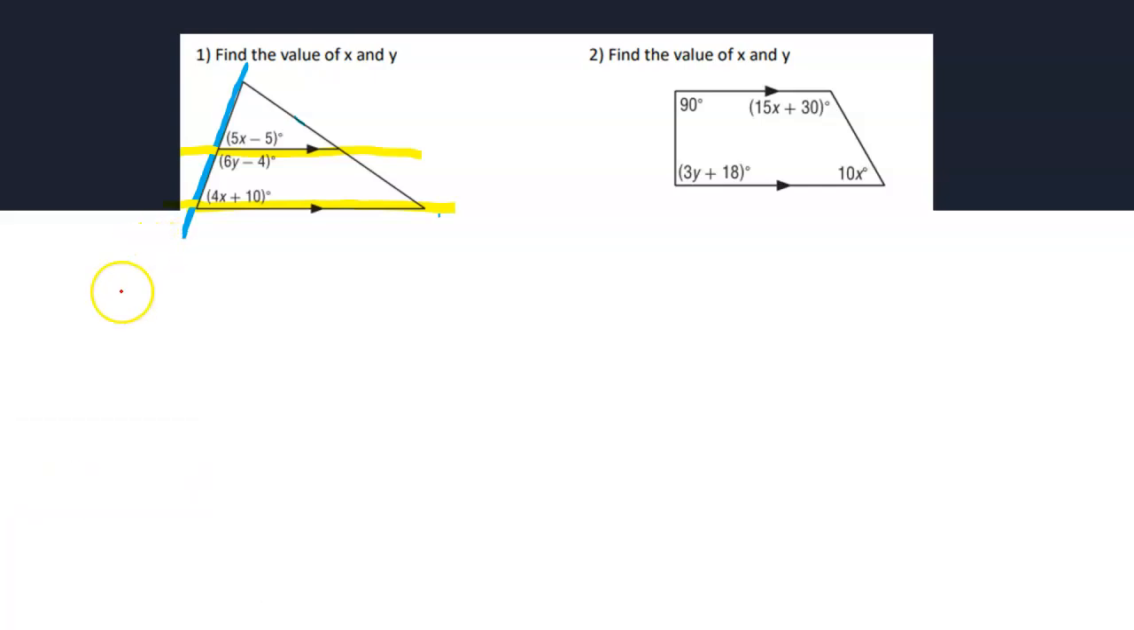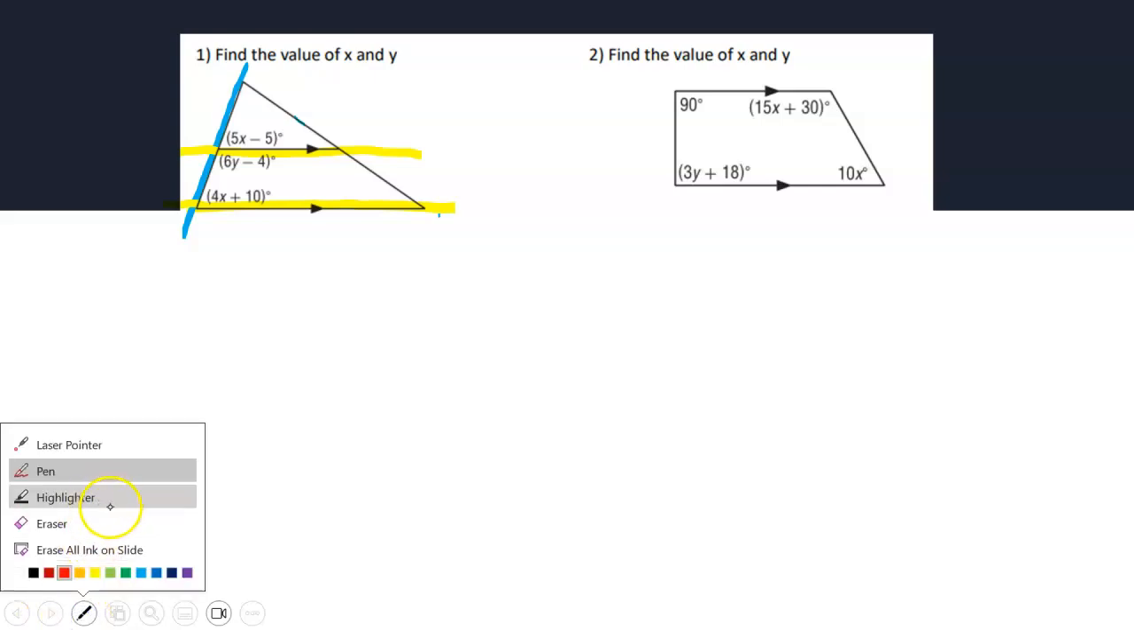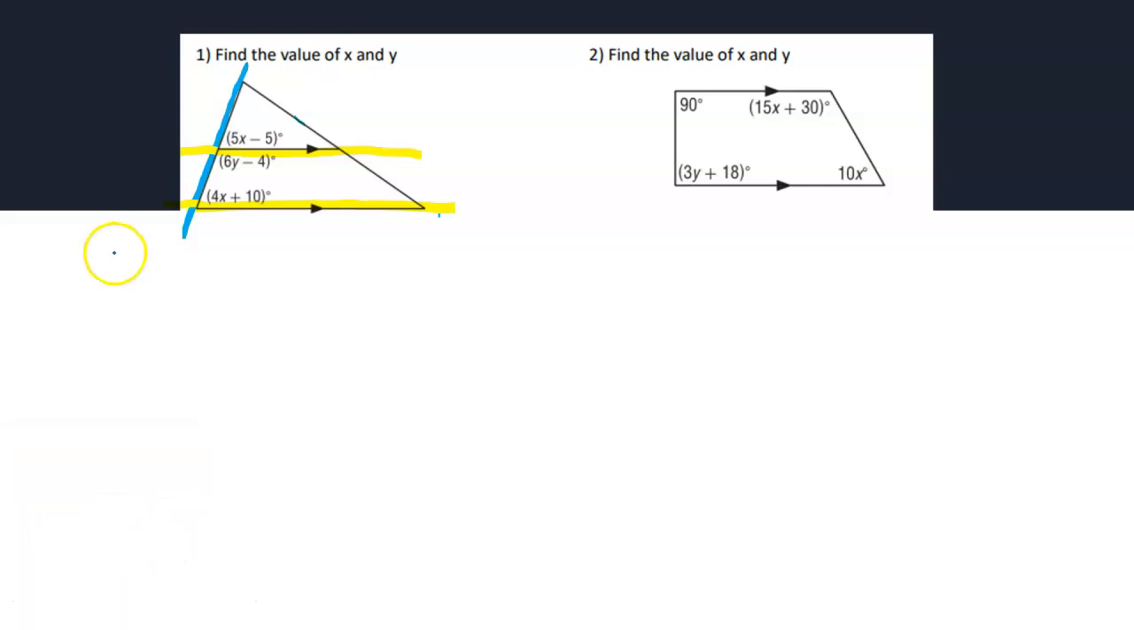If I do that, I notice that this angle here and this one down here are corresponding angles, and because they're corresponding I know that they're congruent. So I'm going to set 5x minus 5 equal to 4x plus 10, and I know that they're congruent because those angles are corresponding according to that transversal.